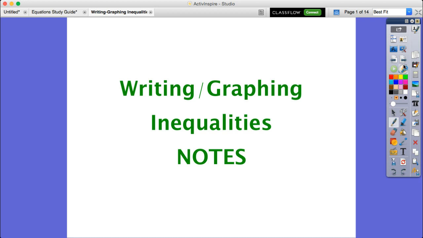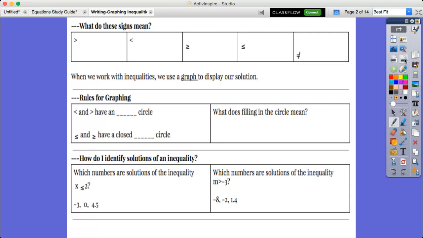Today we're going to start learning about inequalities. These work the same way as equations, but we have number lines included and we can have more than one number as the answer. So before we get started, we need to know what all of these signs mean. This sign is the greater than sign.